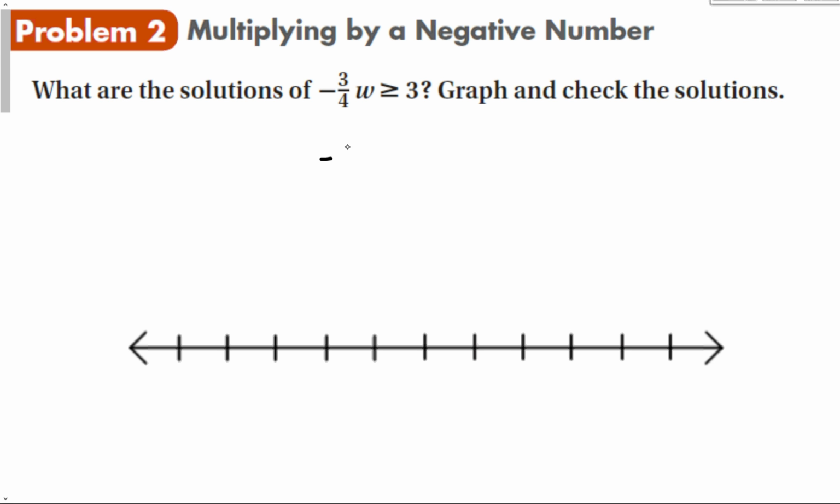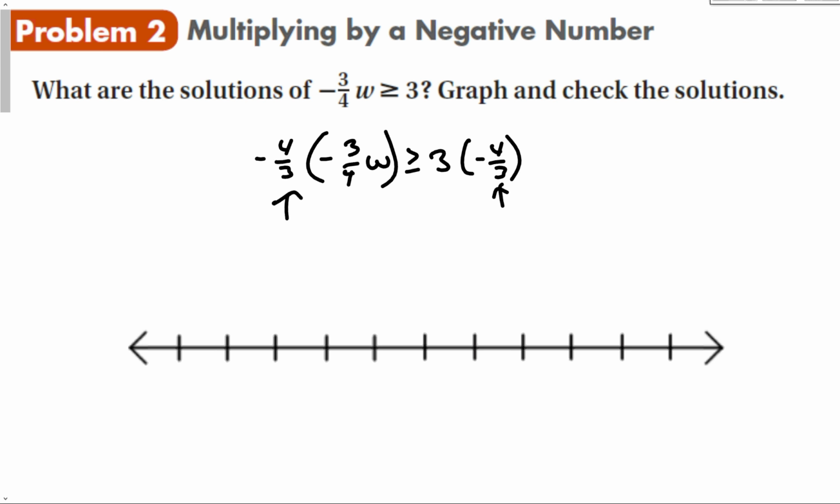Okay, so negative 3/4 w is greater than or equal to 3. To solve this, I'm going to have to multiply both sides by the reciprocal, so negative 4/3. And now, because I'm multiplying both sides by a negative number, now I flip the sign.